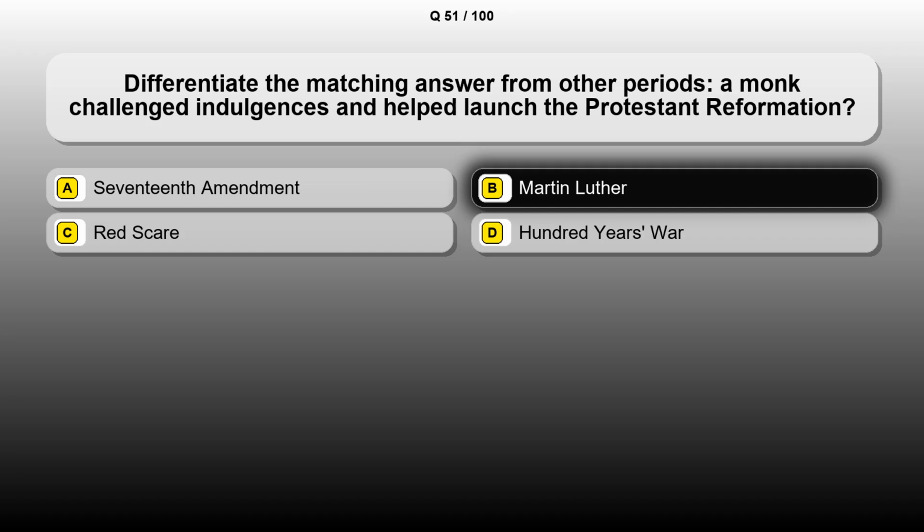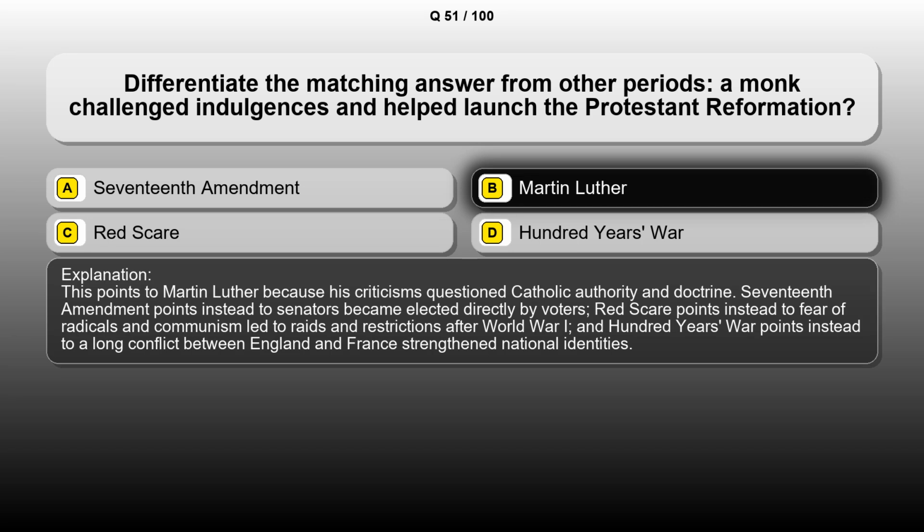The correct answer is option B, Martin Luther. This points to Martin Luther because his criticisms questioned Catholic authority and doctrine. 17th Amendment points instead to senators became elected directly by voters. Red Scare points instead to fear of radicals and communism led to raids and restrictions after World War I, and 100 Years' War points instead to a long conflict between England and France strengthened national identities.